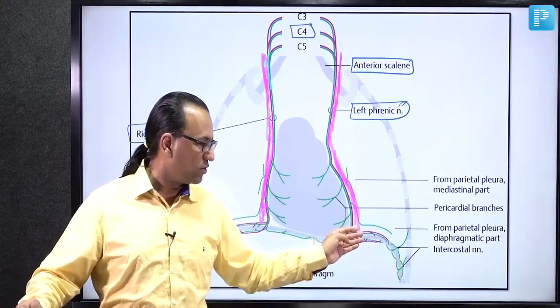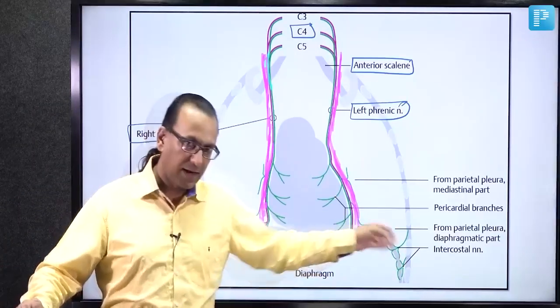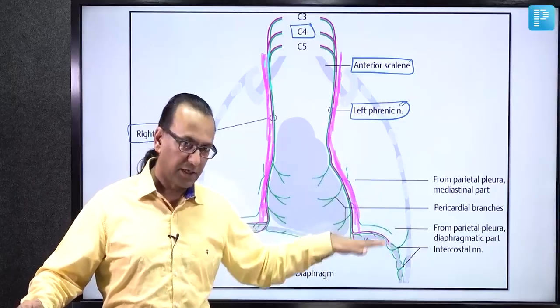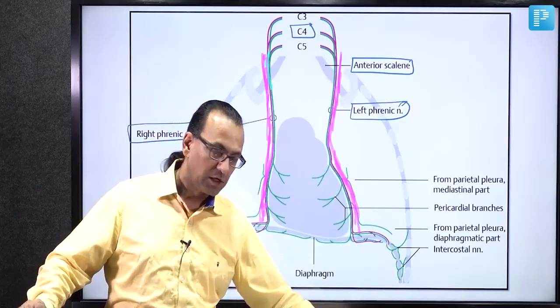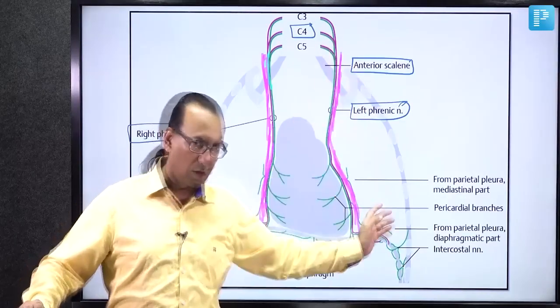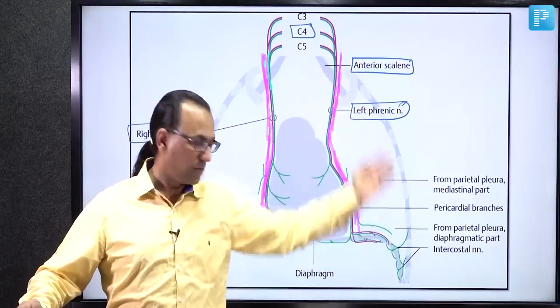It's a skeletal muscle. You can use the phrenic nerve to contract the diaphragm, and the diaphragm will descend in deep inspiration to expand the lung, to pull the air into the lung.